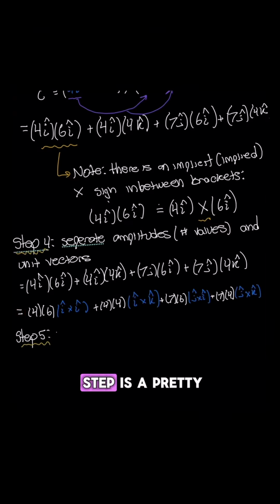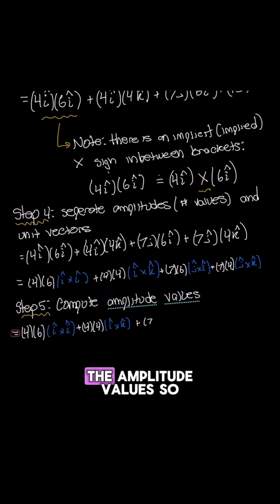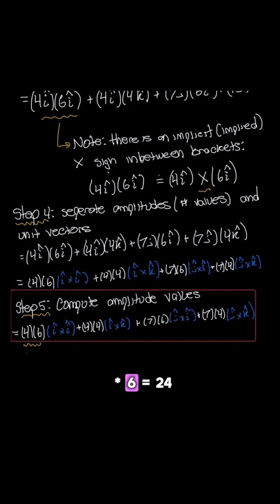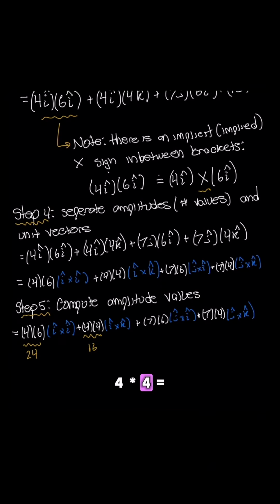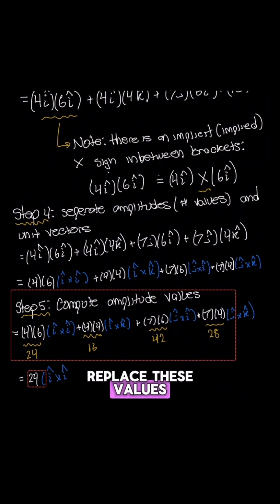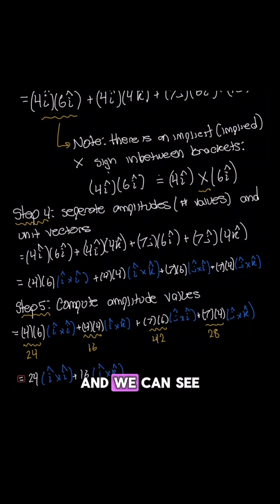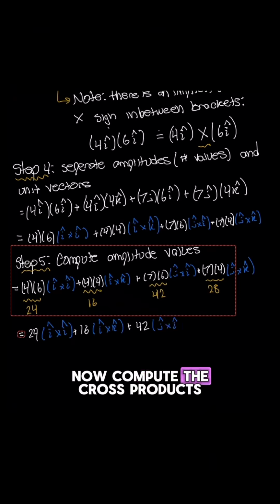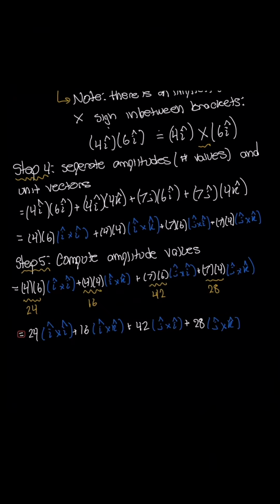Now, the next logical step is a pretty simple step. We just compute the amplitude values. So we just do 4 times 6 equal to 24, 4 times 4 equal to 16, 7 times 6 equal to 42, and 7 times 4 equals 28. So now we can replace these values, just cleaning up what we have, and we can see that we need to now compute the cross products for the unit vectors.